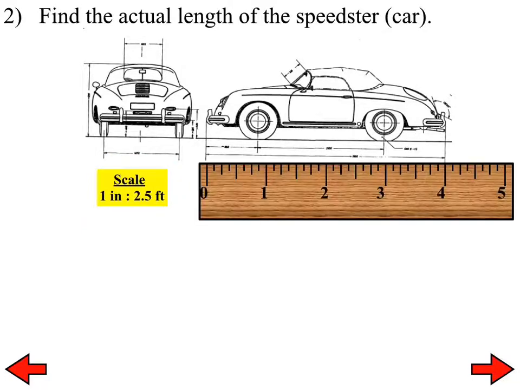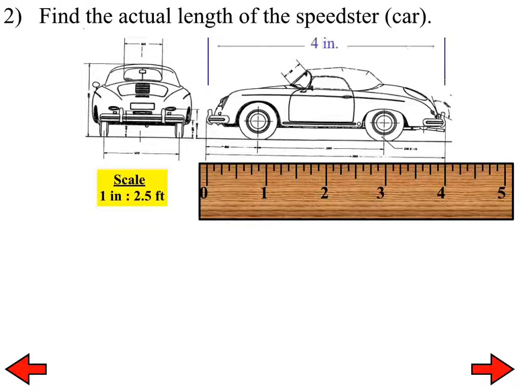All right, so here's what we have here. You can see that the car drawing is 4 inches by the ruler there. What we need to do now is find out how long that car is in actual length. The scale is 1 inch is 2.5 feet in real life. On the drawing it's 4 inches. How long is the car in real life? I want you to figure that out, please.